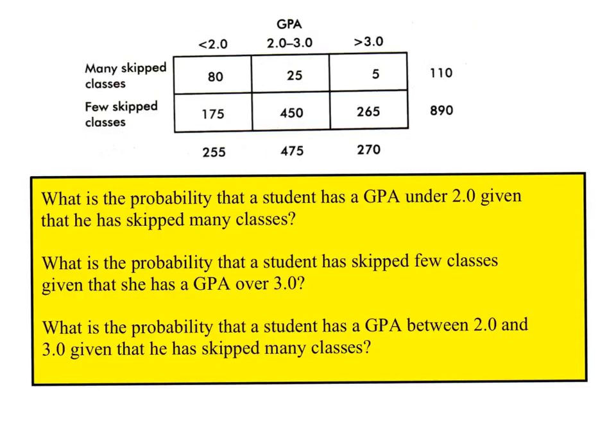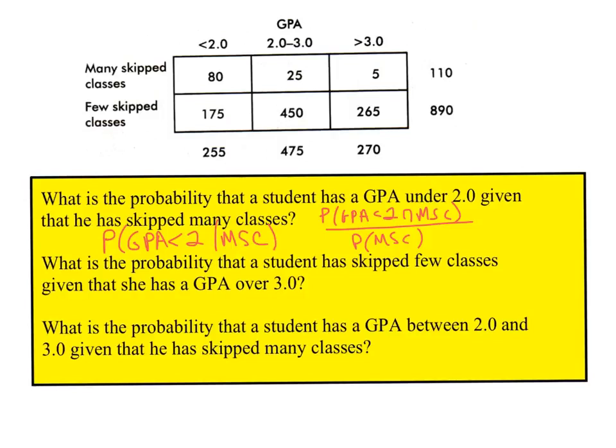First thing I always like to do with conditionals is just write the statement. Okay, so what's the probability they have a GPA less than 2 given that they have many skipped classes? And now I go to the formula. This is the probability of GPA under 2 and many skipped classes divided by the probability of many skipped classes.